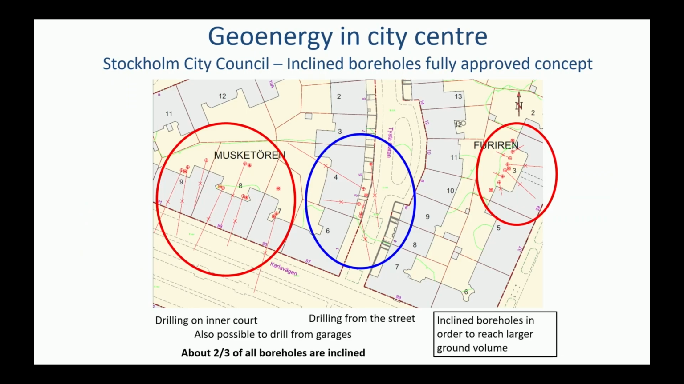This is a case or a part of the inner city of Stockholm, and to the left in red you can see at the bottom the street, you can see the buildings in gray, and then you can see the kind of inner court behind the building. And for the red ones, encircled ones, the drillings are done on the inner court, and many of the boreholes are then inclined to access a large volume. In blue, you have another case where it's drilled on the pavement. And about 2/3 of all boreholes are inclined. So it's a concept that's been used for a long time.